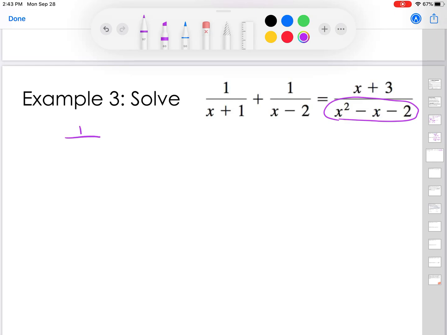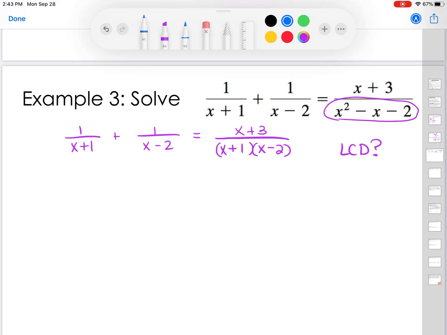So I have the 1 over x plus 1, plus I have 1 over x minus 2, and let's see, that x plus 3, but what multiplies to negative 2 and adds to negative 1? Well, that's going to be an x plus 1 and an x minus 2. All right, so we want to figure out what is the least common denominator here. If I can figure that out, then I'm going to have a much easier time. All of my fractions can disappear.